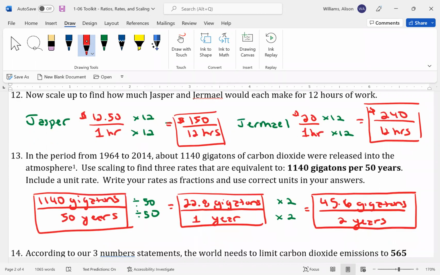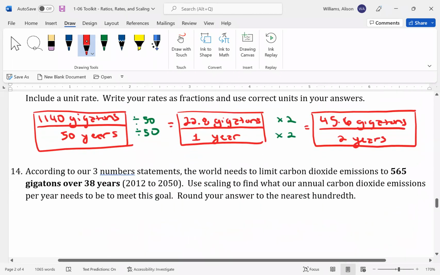All right. So according to our 3 number statements, now we haven't talked about 3 number statements. This was some worksheet that they created and we did not use. What we're going to get from that information is the world needs to limit carbon dioxide emissions to 565 gigatons over 38 years. So use scaling to figure out what the annual carbon dioxide emissions per year need to be. So they're telling us per year, that's a unit rate. So they want us to figure out the unit rate. And they tell us to round our answer to the nearest hundredth.